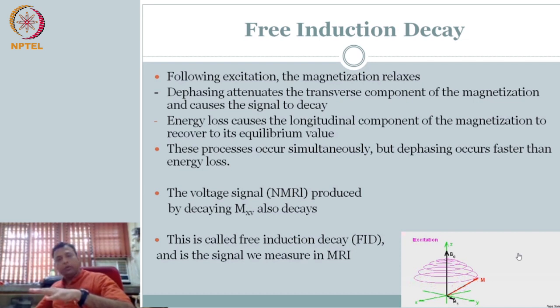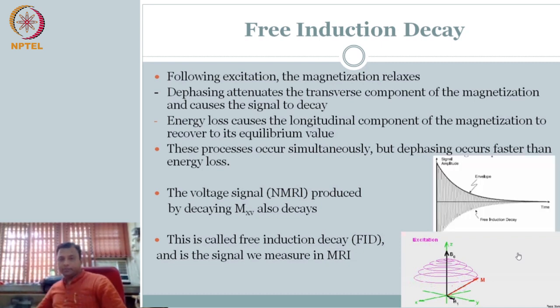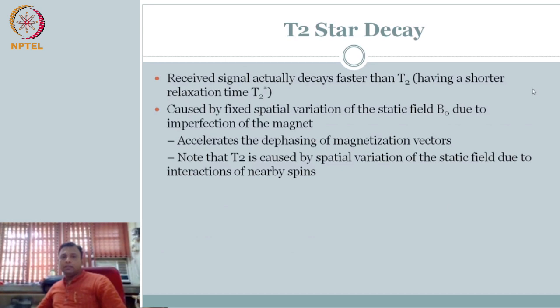Both are relaxation due to dephasing, but one is due to magnetic imperfections in the static magnetic field, which is T2 star. The other is your T2, which is to do with your spin-spin interaction. Okay. So T2 star is actually causing faster decay. So you have dephasing due to two relaxation processes. One is spin-spin, the other is due to the variations in the static magnetic field.